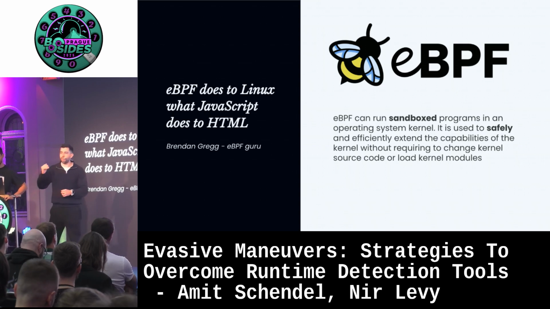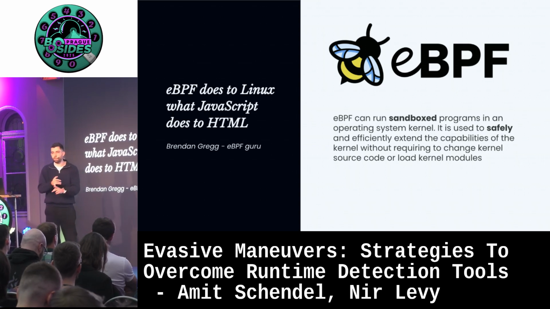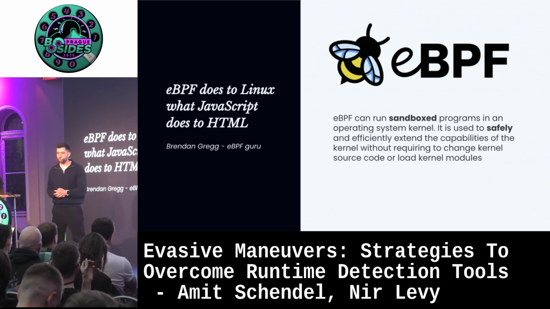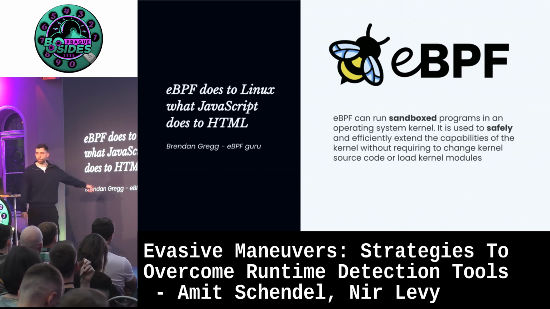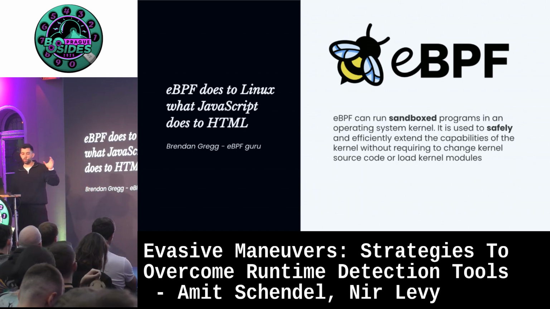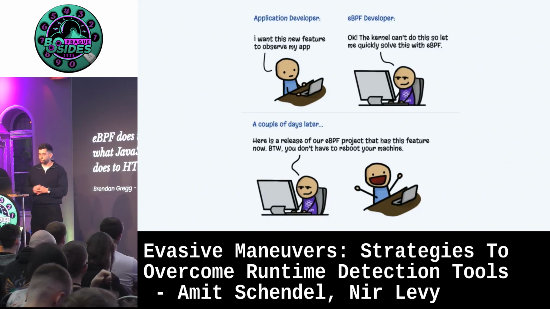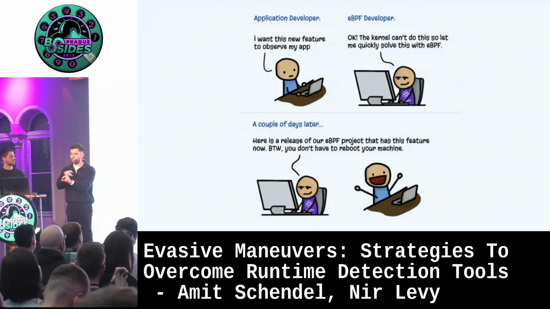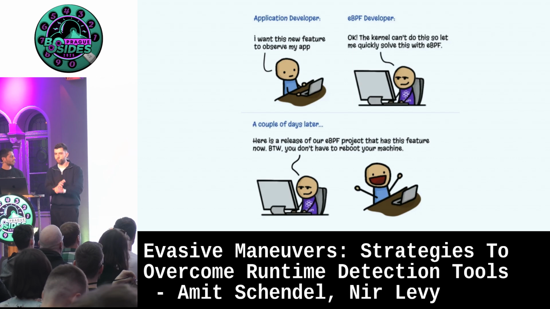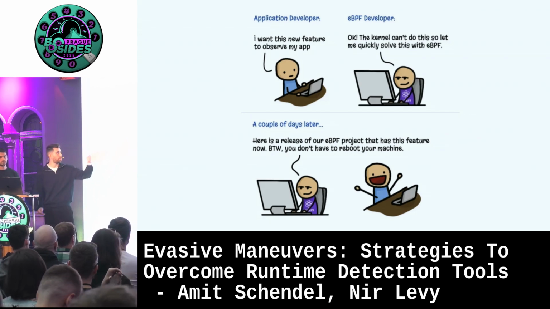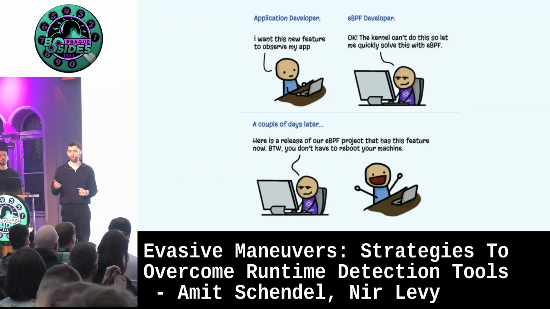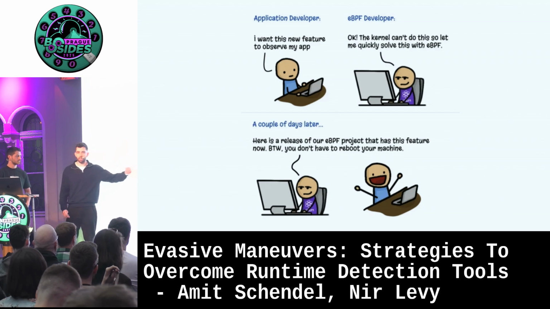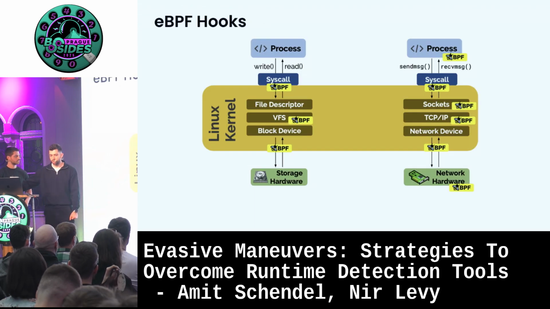So what is the solution for this? eBPF. eBPF allows you to extend the capabilities of the kernel in a safe and more efficient way. You can run sandboxed programs in the operating system. And Brendan Gregg, who is one of the eBPF gurus, said that eBPF does to Linux what JavaScript does to HTML. So if you want to add a feature to observe your app, or maybe make your app more secure, you can just ask one of your friends who knows how to write eBPF, or today ask one of your favorite LLMs to write eBPF code for you, and then just inject it into the kernel, and you will have lots of fun.